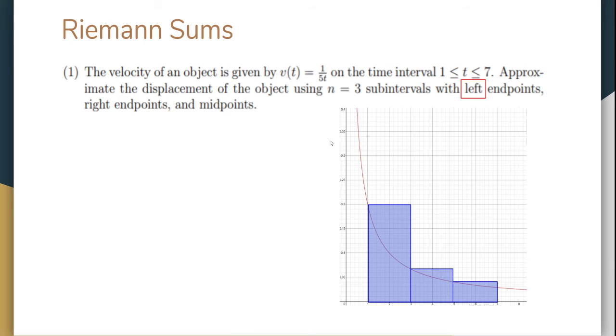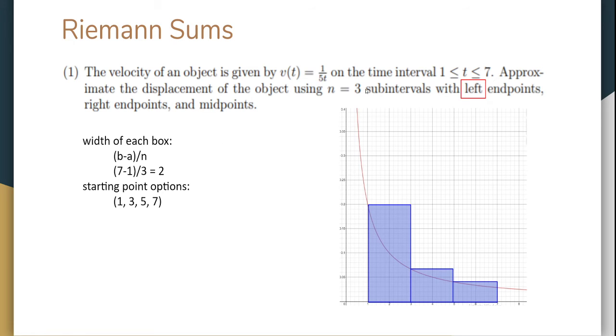So if we think about this, I'm looking at my left endpoint. This isn't a very good approximation because we see at least this chunk right here is way over-approximating the area under this red curve. It gets a little better as things go on, but overall it's definitely going to be higher than what the true displacement is.